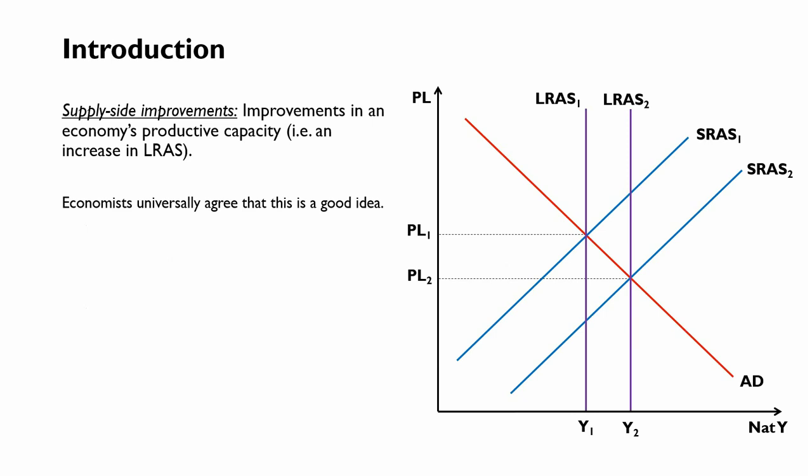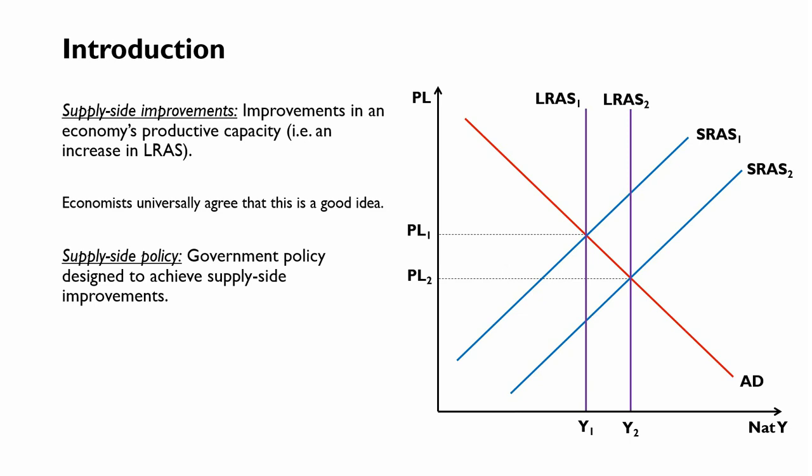this is a policy that can be achieved essentially without trade-offs. If we manage to do this, we increase our rate of growth, we decrease our level of unemployment, we don't get inflation. We'll think about the impact on trade shortly. And so to achieve this, governments use supply side policies. That's any government policy that's designed to achieve supply side improvements.